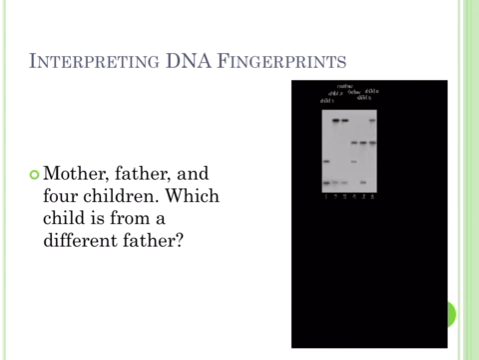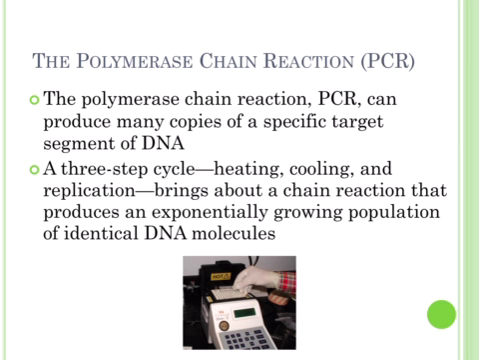Interpreting DNA fingerprints. This is just another one. This one, honestly, the labeling is a little bit hard to see, but child 2 is the one that's actually from a different father in this particular case.